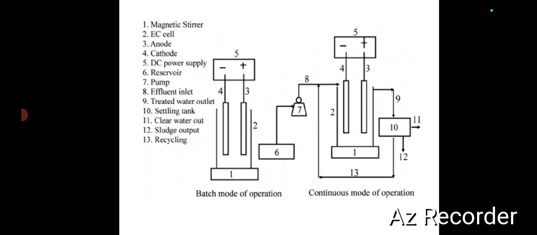Sixth one reservoir, seventh one pump, eighth one effluent inlet, ninth one treated water outlet, tenth one settling tank, 11th one clear water out, 12th one sludge outlet, 13th one recycling. From the tenth, the settling tank, the sample is settled. After that, through the recycling process, it goes again to the eighth one, the effluent inlet. In this way the sample is continuously separated.